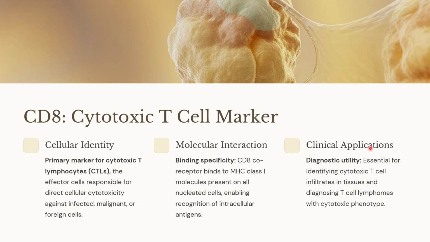So in diagnosing T cell lymphomas, aberrant CD positivity can also be a defining factor, and it can be used for diagnostic utility.